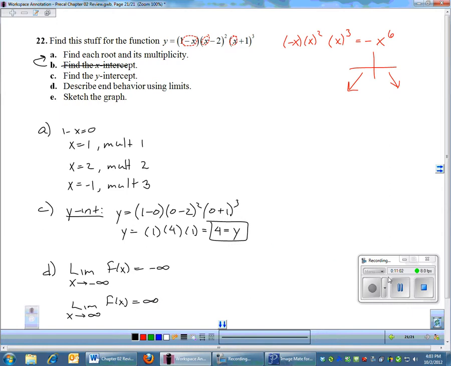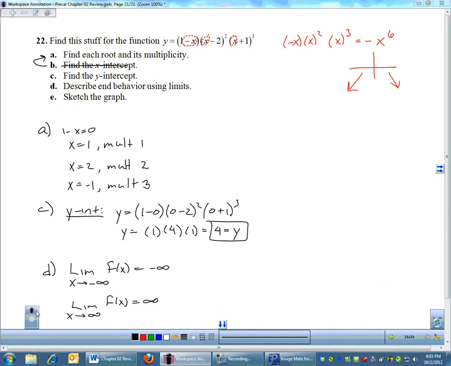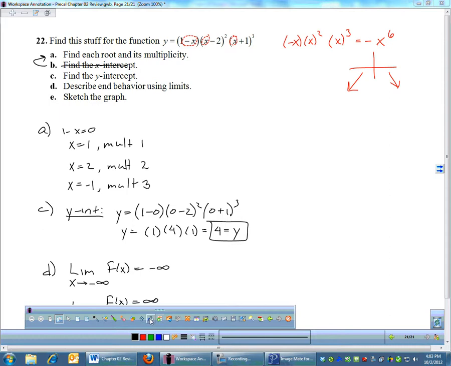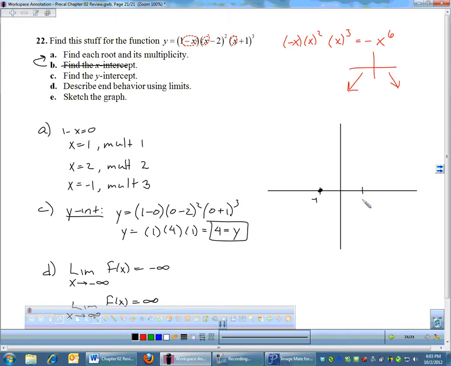And then finally we get to sketch this graph, and this is going to be the end of this review. Where's my straight line tool? Here it is. Okay, and I will start by graphing my x-intercepts, which were 1, 2, and negative 1. So I have negative 1, 1, and 2.